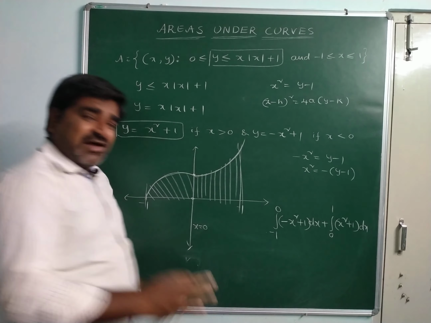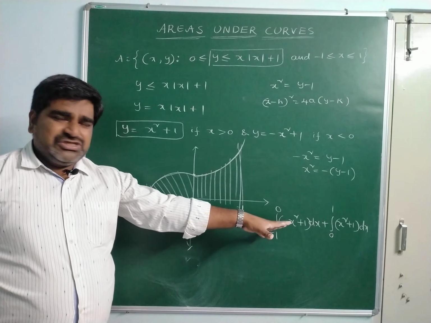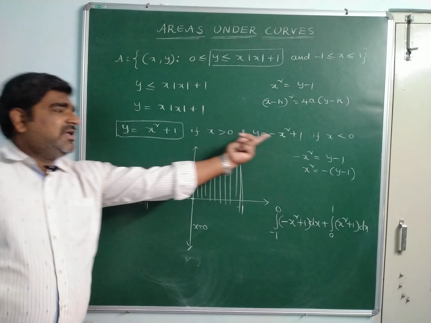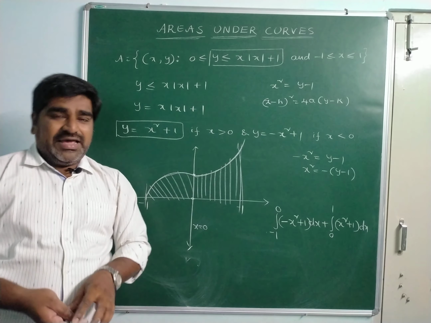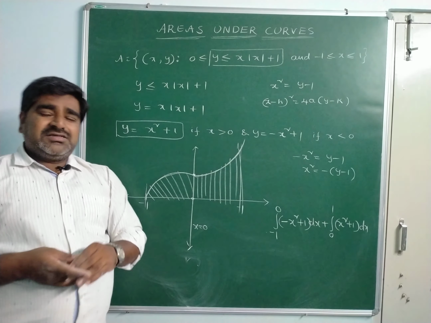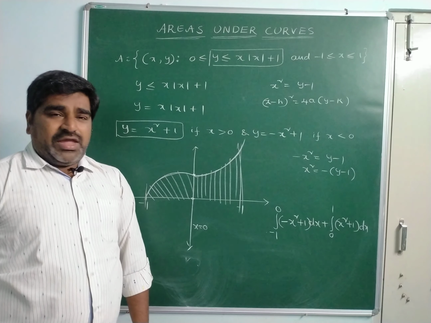See how easy it is after tracing a curve. After tracing a curve, integration is very easy. So from minus 1 to 0, in this region, that curve is involved, and from 0 to 1, this curve is involved. So the integral from 0 to 1 of x square plus 1 dx. That means, to do problems in areas, tracing of a curve is most important.